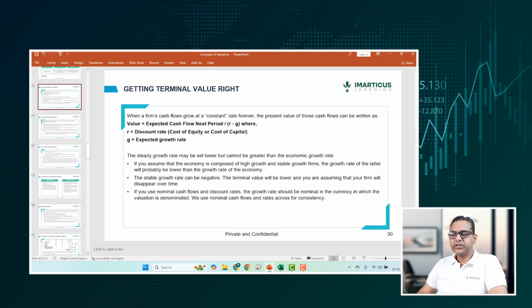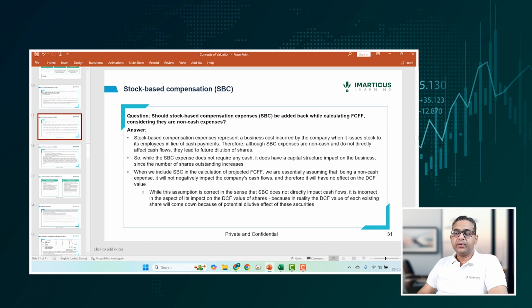Okay. A few more points related to stock-based compensation now. Should SBC be added back while calculating FCFF, considering they are non-cash expenses? Yeah, this we see in companies like Amazon, more common in US-based companies where they offer a lot of stock-based compensation. Should it be added back while calculating FCFF, considering it is a non-cash expense?